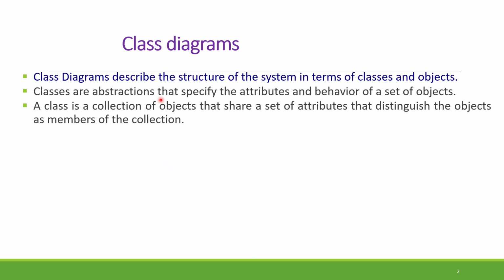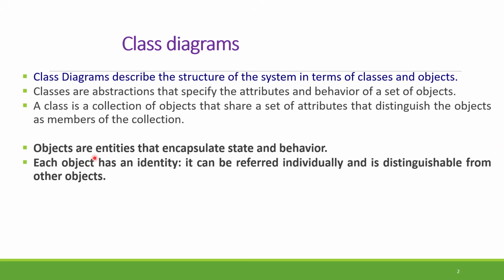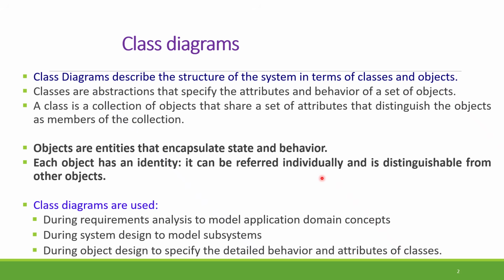Classes give the abstract representation, including the attributes and the behavior on which the set of objects operates. So overall, a class is a collection of objects that share a set of attributes, and those attributes distinguish each object that is a member of the class. Objects are entities that encapsulate state and behavior. Each object has an identity. It can be referred to individually and is distinguishable from other objects.